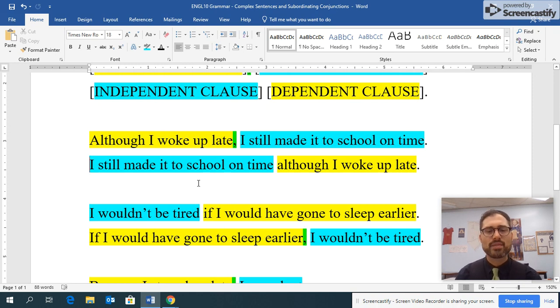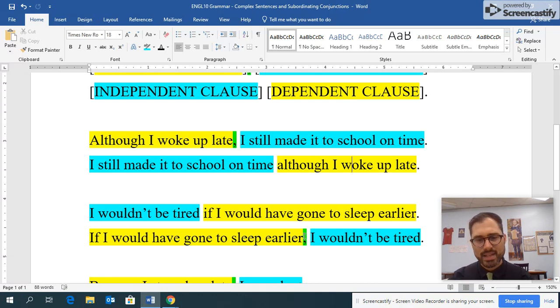I wouldn't be tired if I would have gone to sleep earlier. The word if creates a dependent clause, so this counts as a complex sentence. Now look, we can change that. We can put the yellow section, the dependent clause, at the beginning. And if we have a dependent clause at the beginning, we need the comma before the part of the sentence that is a full sentence that could stand by itself. So we get, if I would have gone to sleep earlier, comma, I wouldn't be tired.